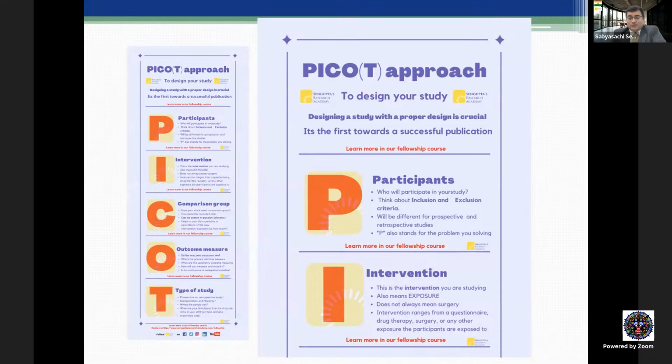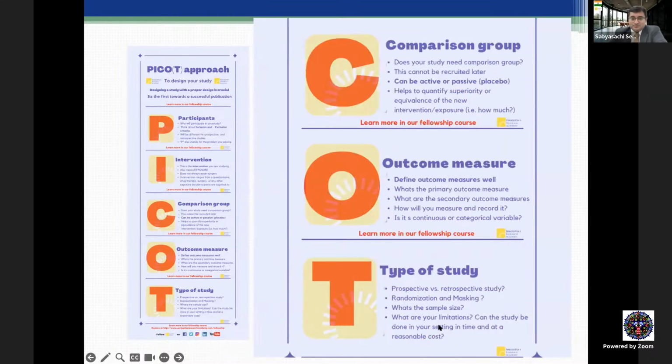So whatever you're using to gather your data is the exposure or the intervention. It could be, like I said, a questionnaire or a drug therapy or surgery or anything else that the participants are going to get exposed to. C stands for comparison group. So does your study need any comparison group?